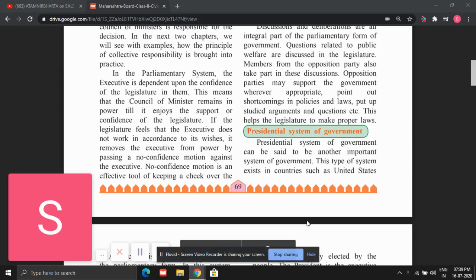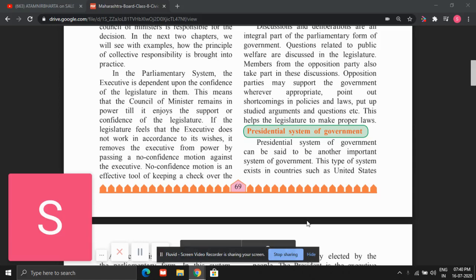In the last video, you were introduced to the two types of government system. We also learned about the characteristics of the parliamentary system of government. Today, we shall continue with the remaining explanation.